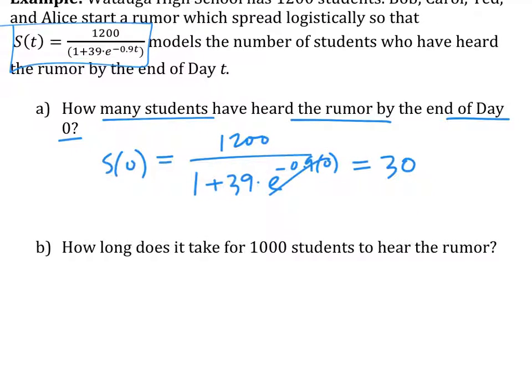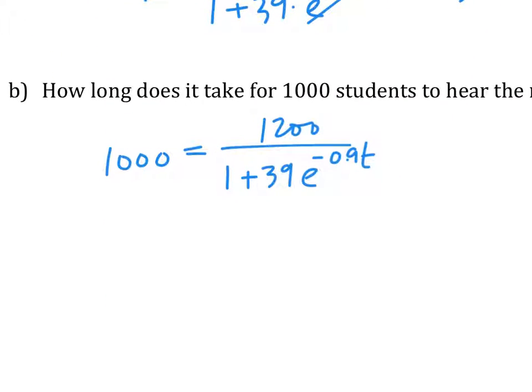So if the question is, how long does it take for 1,000 students to hear this rumor? Where would 1,000 go? Does that go into T or S? S. So 1,000 equals 1,200 over 1 plus 39 e to the negative 0.9 t. We've got to solve for t. This is very complicated. What do you guys want to do first?